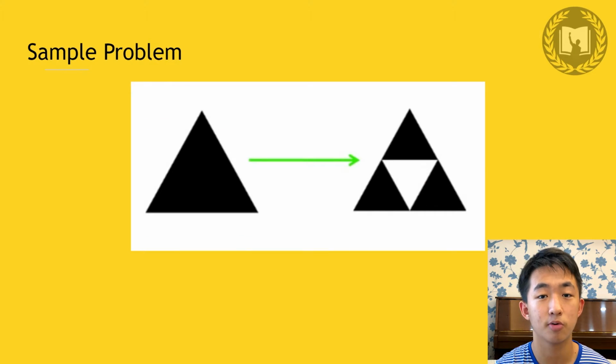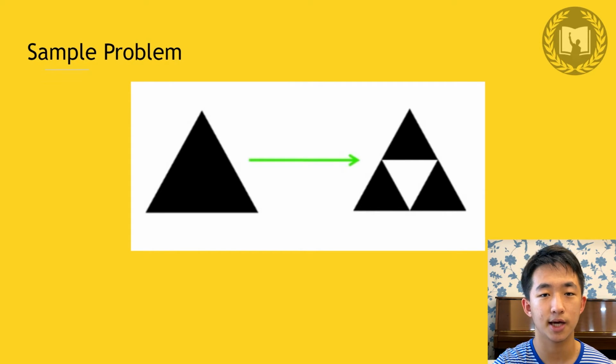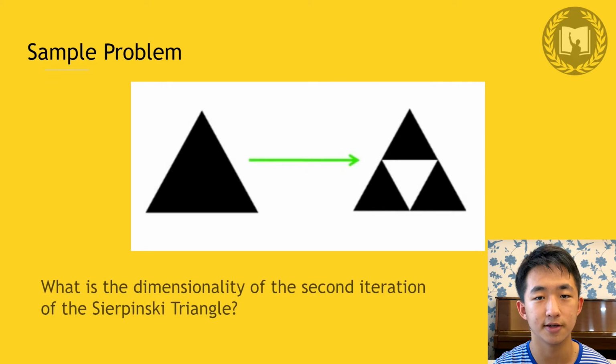Now I have a sample problem for all of you guys to solve. As you can see in this photo, there are 2 iterations of the Sierpinski triangle, the first iteration and the second iteration. So I want you guys to calculate the dimensionality of the second iteration of the Sierpinski triangle. Remember to consider n, the number of smaller self-similar figures required to create the current iteration of the fractal, as well as s, the current iteration of the fractal.